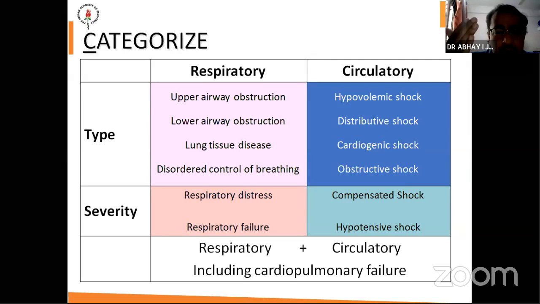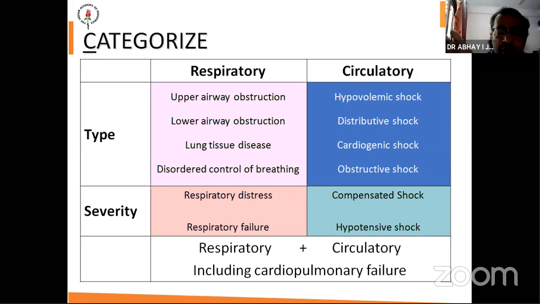Depending on the type, after that we need to assess the severity also. First we have decided the type, then we decide the severity, whether it is respiratory distress versus respiratory failure, and in shock, compensated shock versus uncompensated or hypotensive shock. Here the role of the blood pressure comes into the picture. The moment the blood pressure drops, we classify it as hypotensive shock. Even if you have all the features of shock, but if the blood pressure is maintained, you can put it in compensated shock. As soon as the blood pressure falls, the class changes to hypotensive and the severity increases.